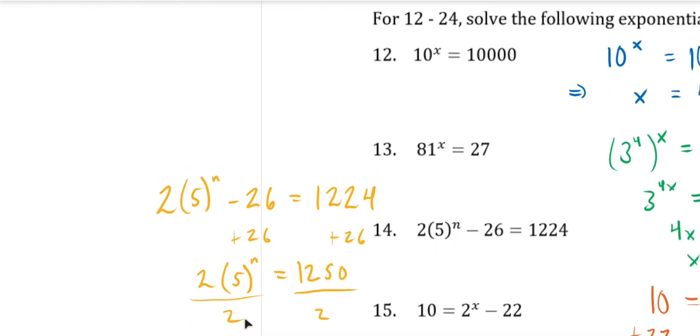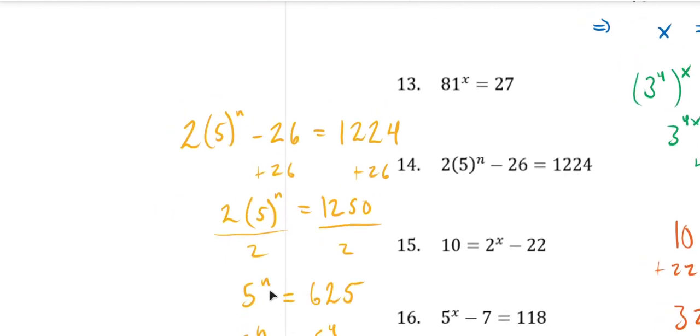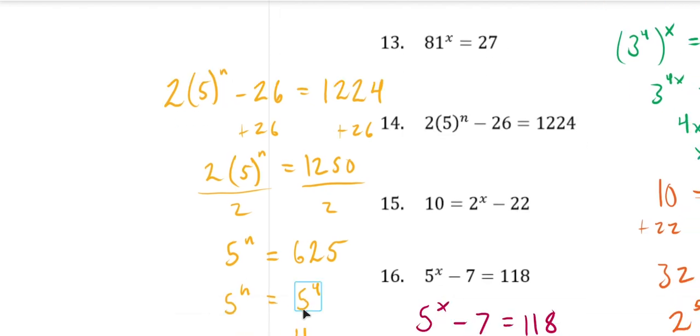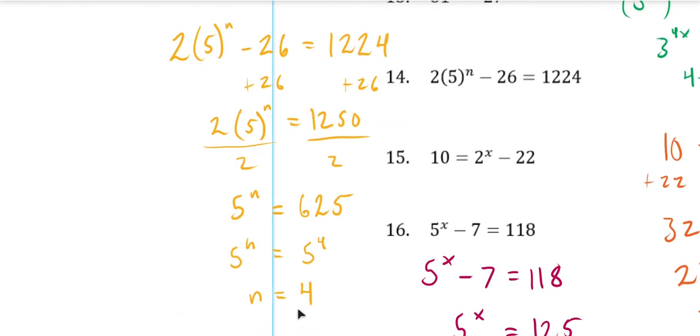I get rid of my times 2 by dividing by 2 on both sides. And then I just have an isolated exponential. 5 to the power of n is 625. Well, as it would have it, 625 is 5 to the fourth power. And so n must be equal to 4.